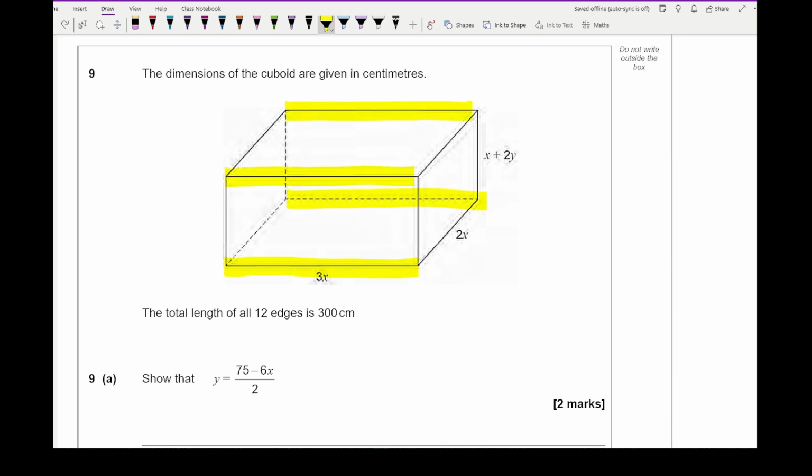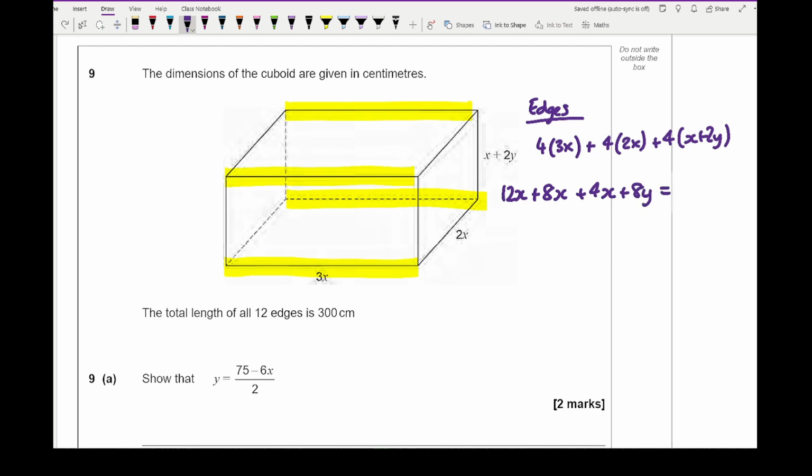So I've got 4 lots of 3x, and I'm going to have 4 lots of 2x, and I'm going to have 4 lots of x plus 2y. So write an expression for all the edges. That's going to be 12x plus 8x plus 4x plus 8y, and that all equals 300. So simplifying this side here, I'm going to end up with 24x plus 8y equals 300. And then all that's left for me to do is make y the subject.